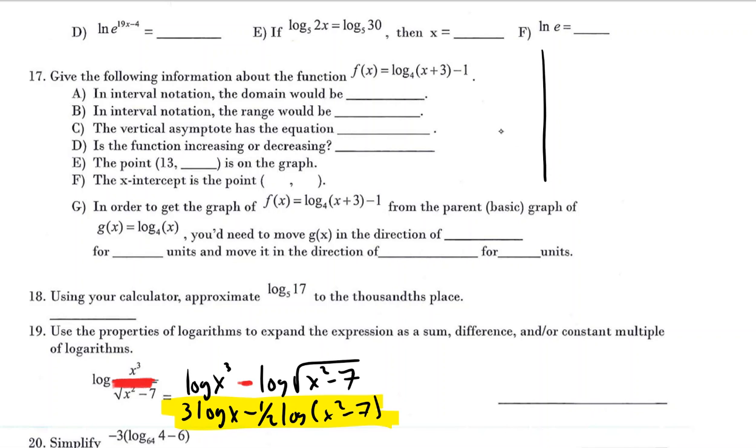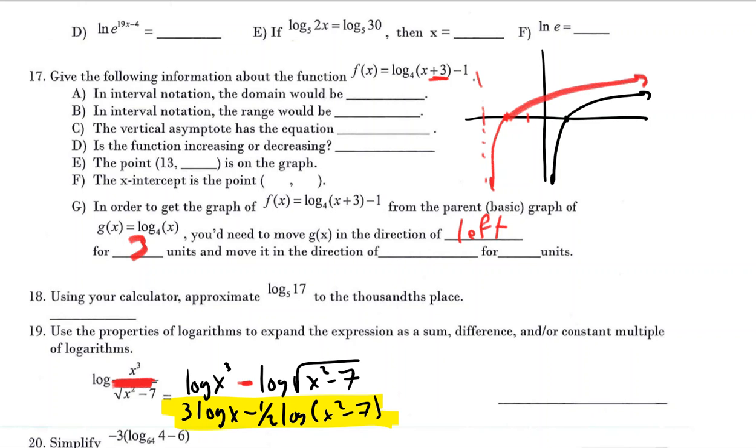But all logarithmic graphs look like this. This is the parent function, whether it's base 4, base 10, base e, whatever. And then I know that this is going to shift left 3. So I could take this point and go left 1, 2, 3. I could take this vertical asymptote and shift it left 1, 2, 3. So it would look like that.